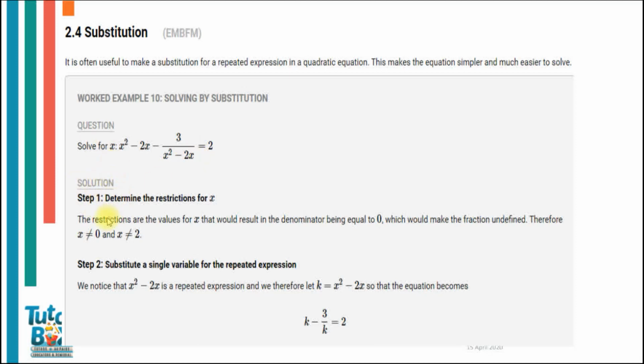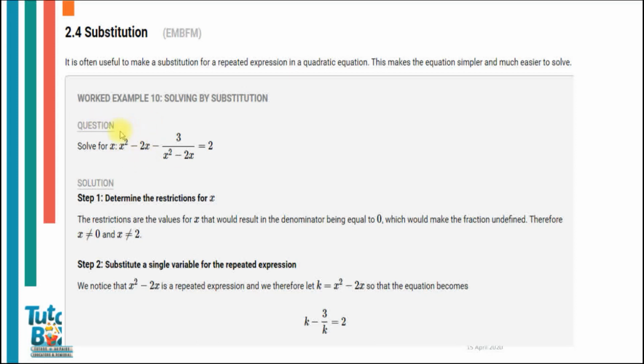So for the solution, the first step is to determine the restrictions for x. The restrictions are the values of x that would result in the denominator being equal to 0, which would make it undefined. So x cannot be 0, because if x is 0, this will be 0 and it will become undefined. And x cannot be 2 either, because then this will be undefined, and we can't work it out. We're stuck.